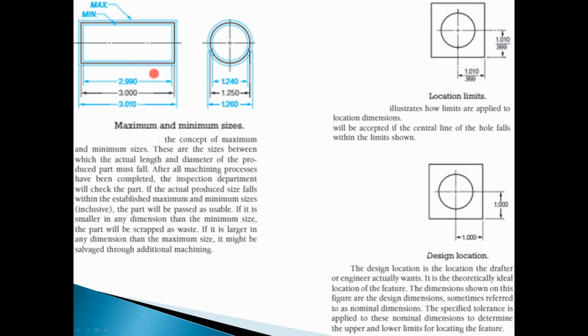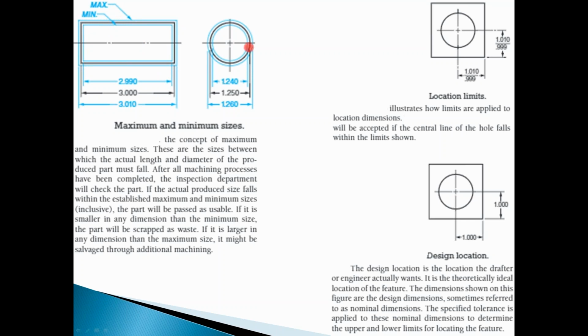After all machining processes have been completed, the inspection department will check the part. If the actual produced size falls within the established maximum and minimum sizes, inclusive, the part will be passed as usual. If it's smaller in any dimension than the minimum size, the part will be scrapped as waste. If it is larger in any dimension than the maximum size, it may be salvaged through additional machining. So they define the maximum and minimum allowable sizes to manufacture this component.